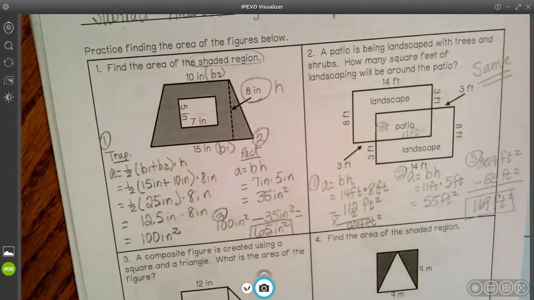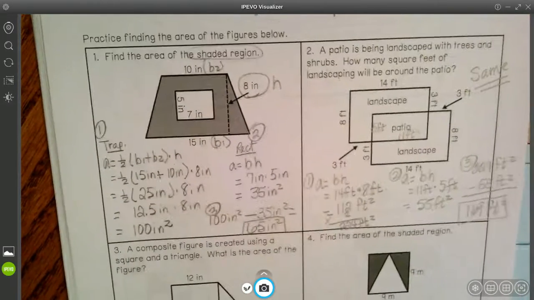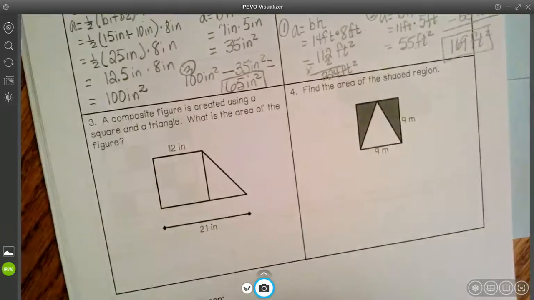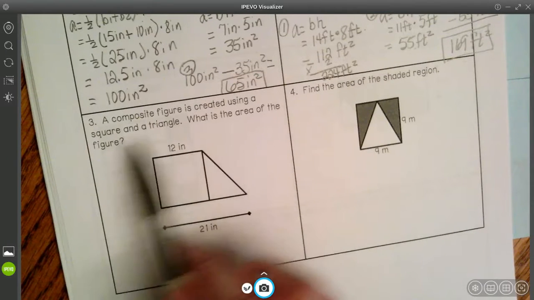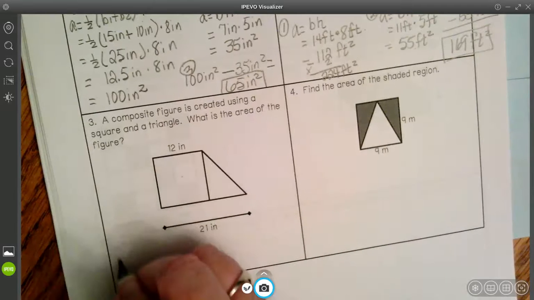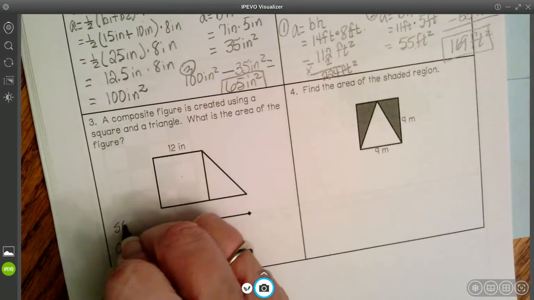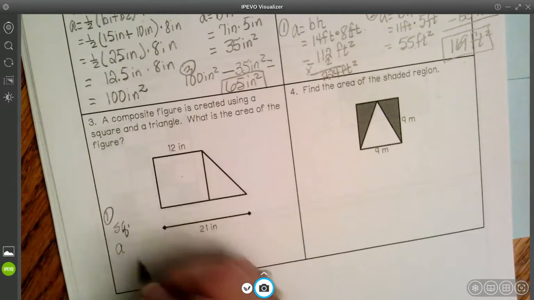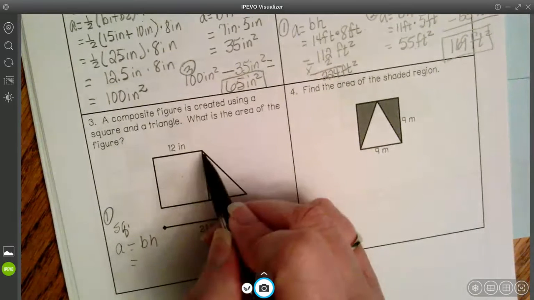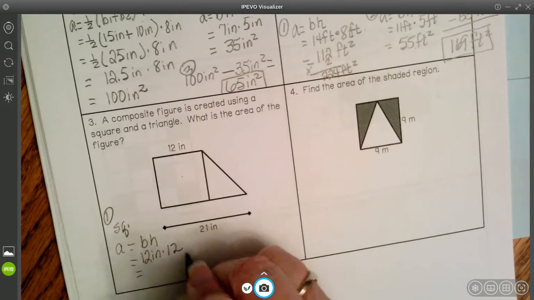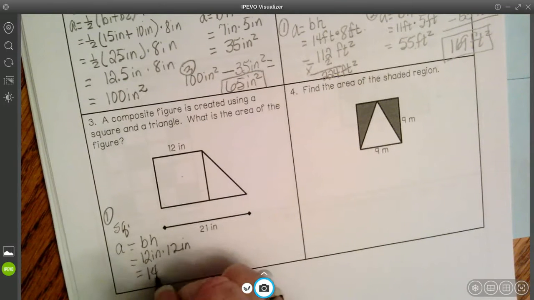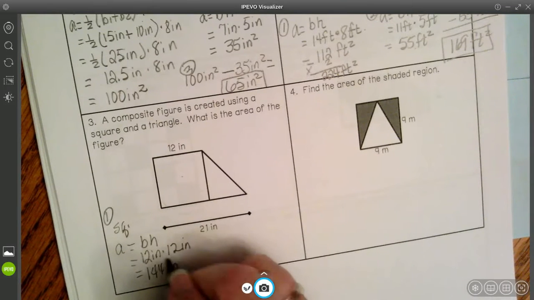Okay, so now let's look down here at the next two. A composite figure is created using a square and a triangle. What is the area of the figure? Okay, the area of the square, part 1, is base times height. And on a square, we know that all sides are equal, so that's 12 inches times 12 inches, which equals 144. Inches times inches is inches squared.